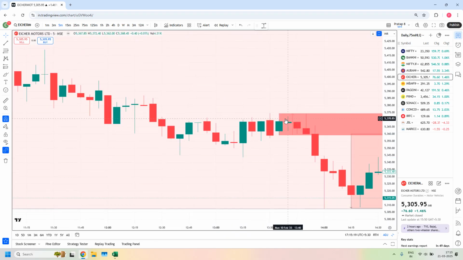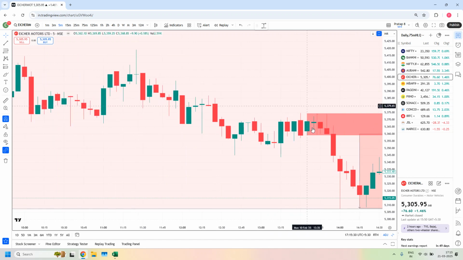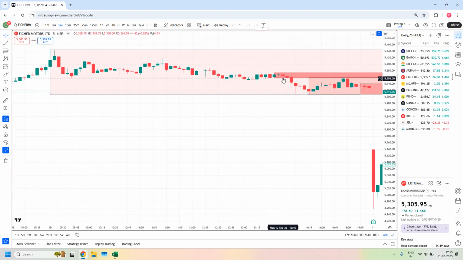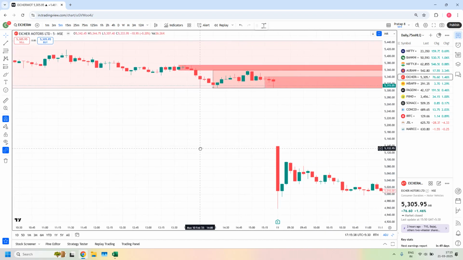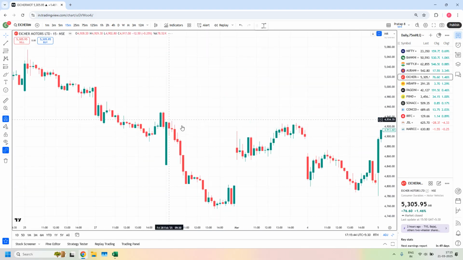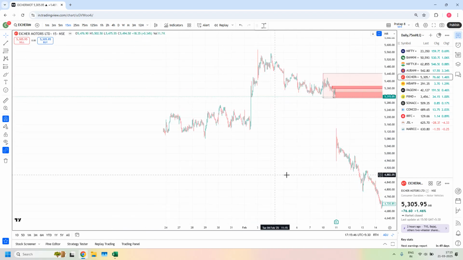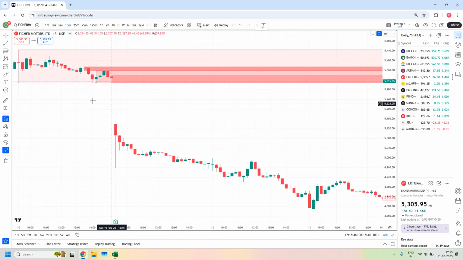Yeah, in 5 minutes also the structure is the same. Drop, or maybe rally, 3 base candles and drop. Or maybe drop, 4 base candles and drop. Either way you can consider. The same 15 minute zone is also the 5 minute zone. So this is the 5 minutes horizon for this 75 minutes high liquidity zone. Here I have drawn a 15 minute zone.